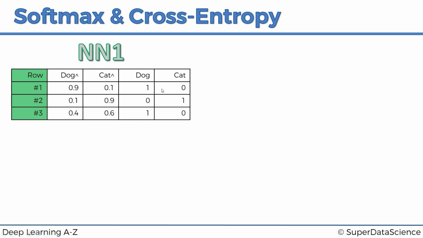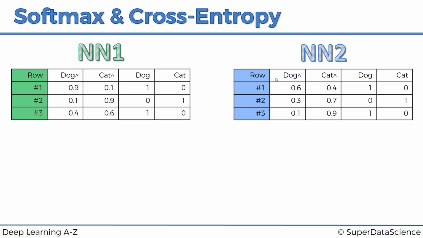And then for image 1, you have what it predicted: 90% dog, 10% cat. So those are the hat variables. And then you have the actual values. So dog correct, cat incorrect. Same thing for image number 2, and same thing for image number 3.